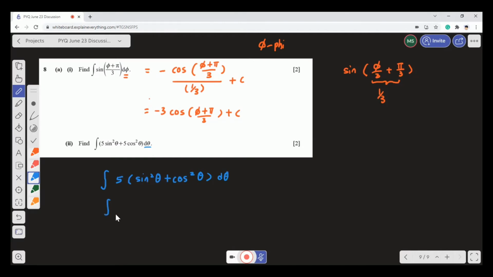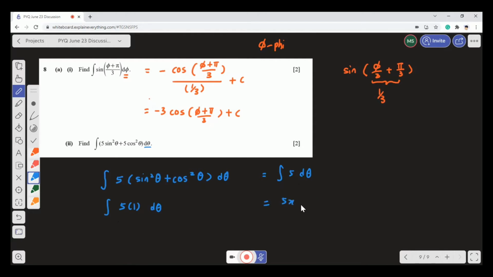No matter when the question is about trigonometry that has square, immediately go to the first page, take the first page, put it at your side, straight away and go and see, oh, sine square theta plus cos square theta is 1. 5 times 1, 5 d theta. And how to integrate this, Grace? How to integrate 5? 5 theta plus C.